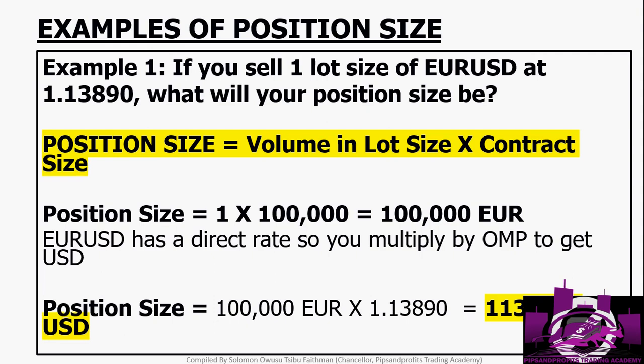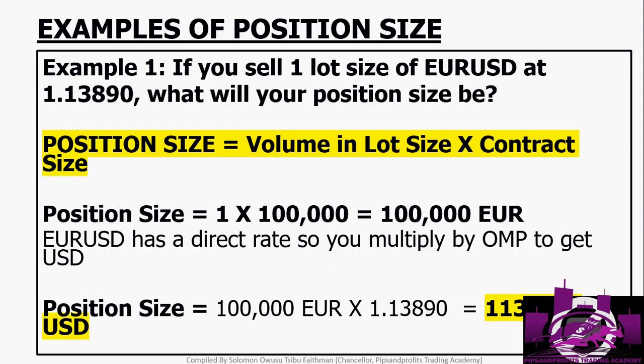All right, so we took examples. We are not going to go through the calculations again, I'll just read through them, because we did the calculations yesterday. In example 1, we said, for instance, if I want to sell one lot size of Euro USD at 1.13890, what will my position size be? And we said that from our formula, position size is equal to volume in lot size times contract size.